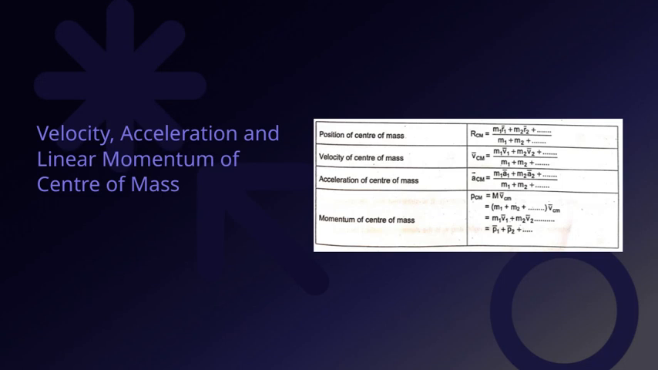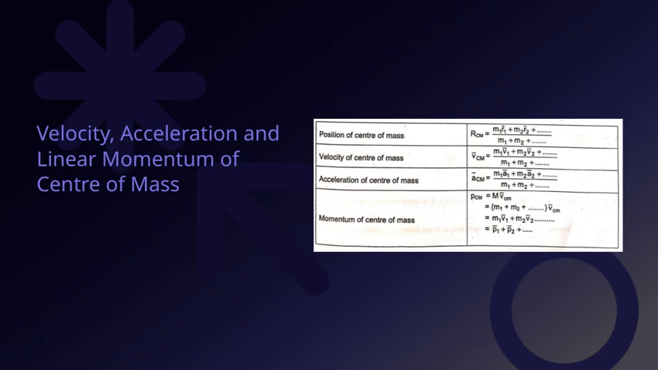Let's take a closer look at the velocity, acceleration, and linear momentum of the center of mass. These concepts are fundamental because they help us understand how an entire system moves as a whole. First, velocity of the center of mass is essentially the average velocity of all parts of the system, weighted by their masses. It tells us the direction and speed at which the whole system is moving.